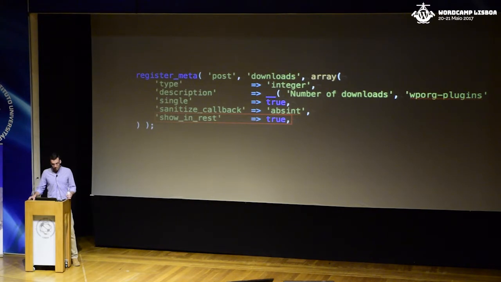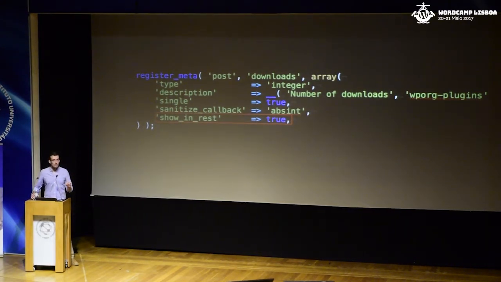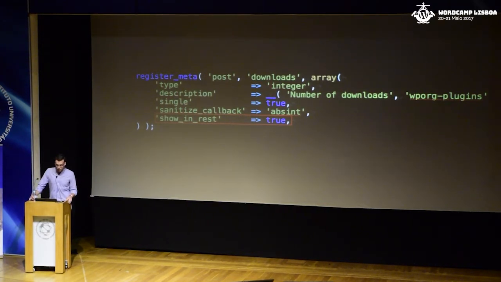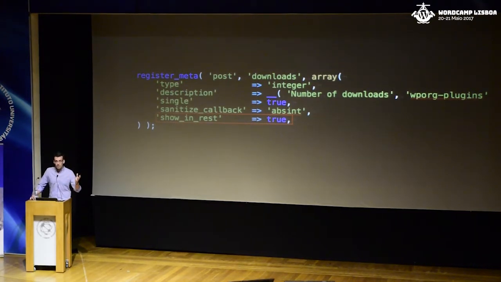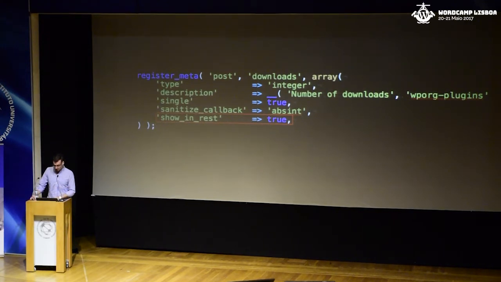And with the updated register meta function, I think it was updated in 4.7, we're now able to be a lot more specific in terms of telling WordPress how to deal with certain data, in this case, downloads, right? So we can tell WordPress it's an integer. When we sanitize it, to always make it an absolute integer, and to also show it in REST. Yes. So this allows not only the custom post type, but also the custom taxonomies and metadata like downloads to be part of the REST response.